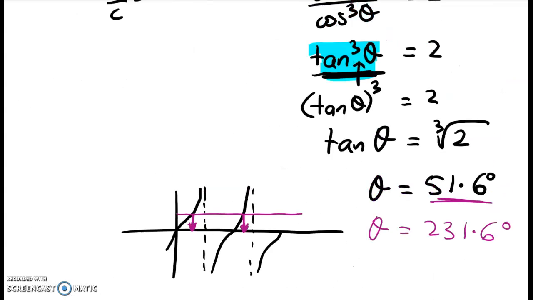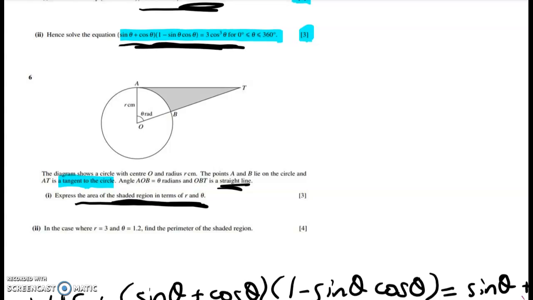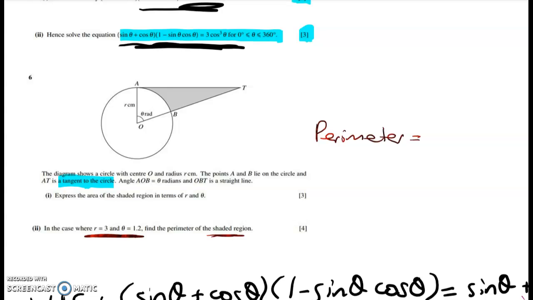The next step is to find the perimeter of the shaded region for a specific case when r is 3 and theta is equal to 1.2. So the perimeter of the shaded region has got 3 bits. It's got AT, BT, and that arc length AB. AB plus AT plus BT.